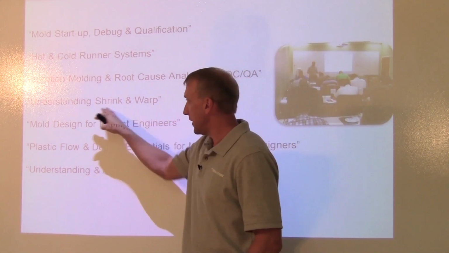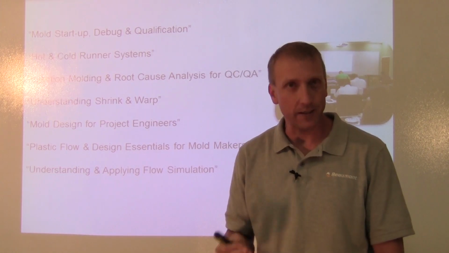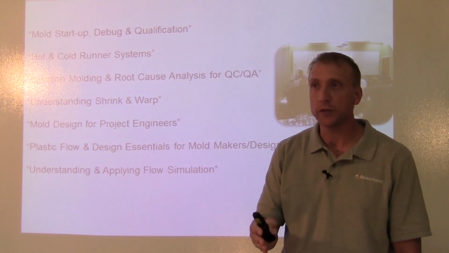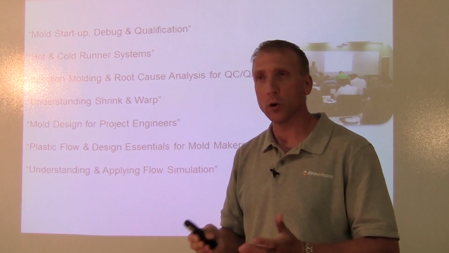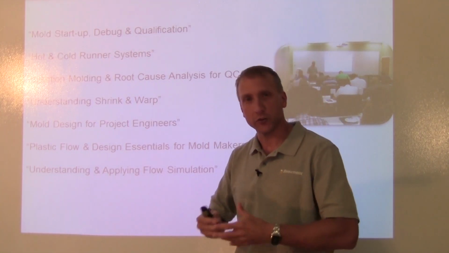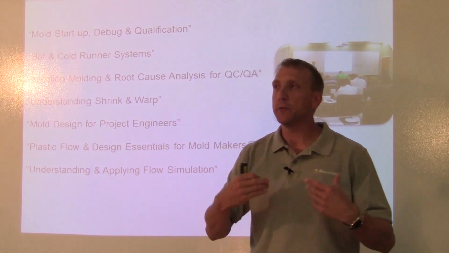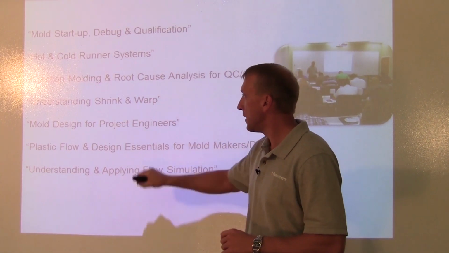Another course is understanding shrink and warp, which is a very difficult subject. It's not something easy to understand, but we try to break it down in simple terms, and if we can understand the simple terms and why plastics warp and how they shrink and the stresses involved and the different types of shrinkage and warp, we can help them develop a thought process when troubleshooting those problems.